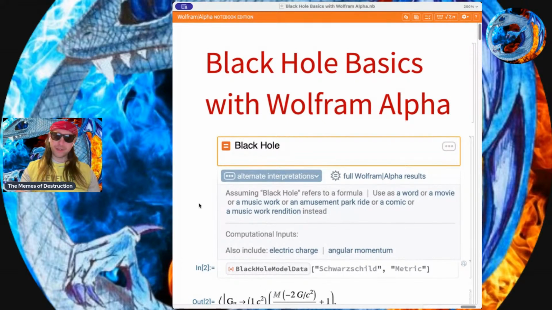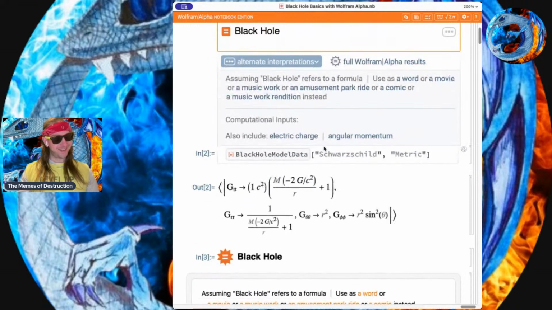Let's just jump right into it. Black hole basics with Wolfram Alpha. We start off by typing in black hole, and we press enter. When it works, it gives us these different things, and it's assuming a formula. Full disclosure, this is the Schwarzschild metric, so we're assuming a non-rotating black hole, not putting in the electric charge or angular momentum.